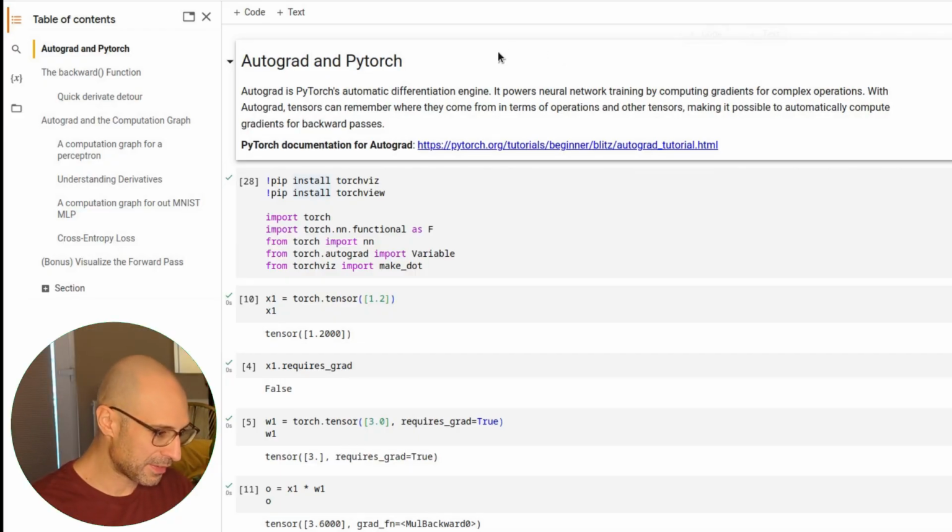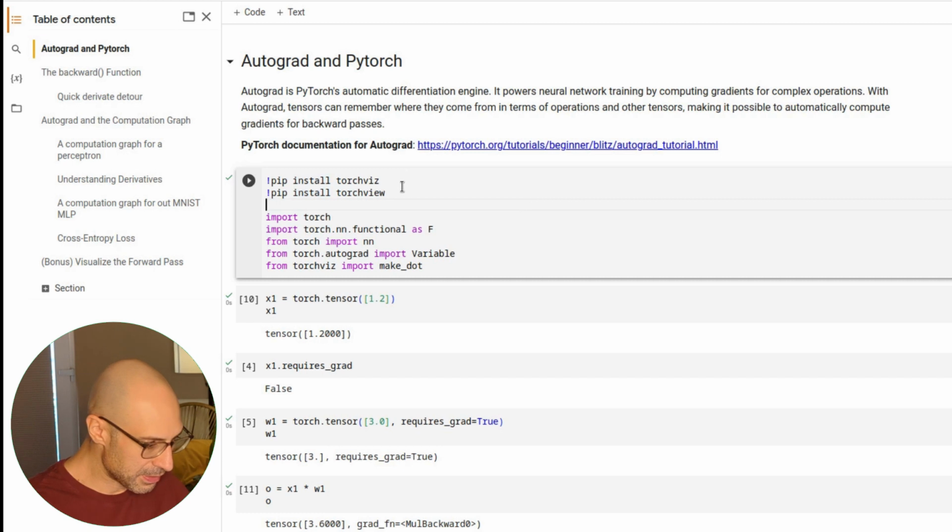In this lab, we're going to take a look at gradient descent and automatic differentiation as it is implemented in PyTorch. So without any further ado, let's dive in. We start by looking at how PyTorch uses a library called Autograd for automatic differentiation.